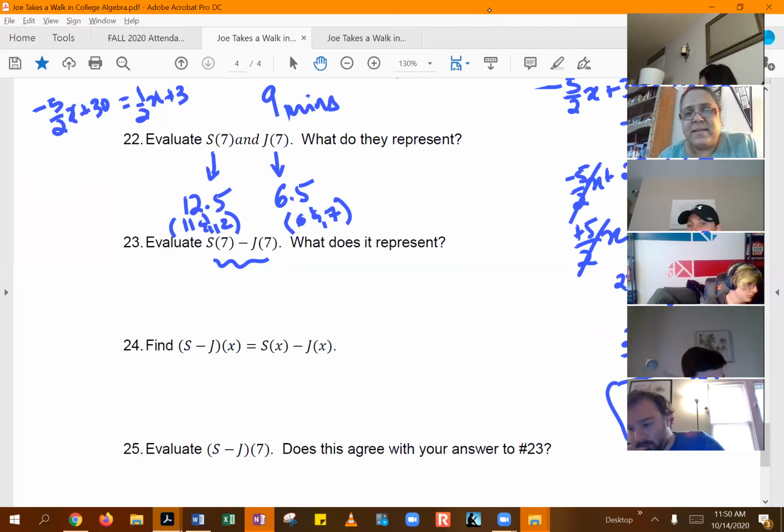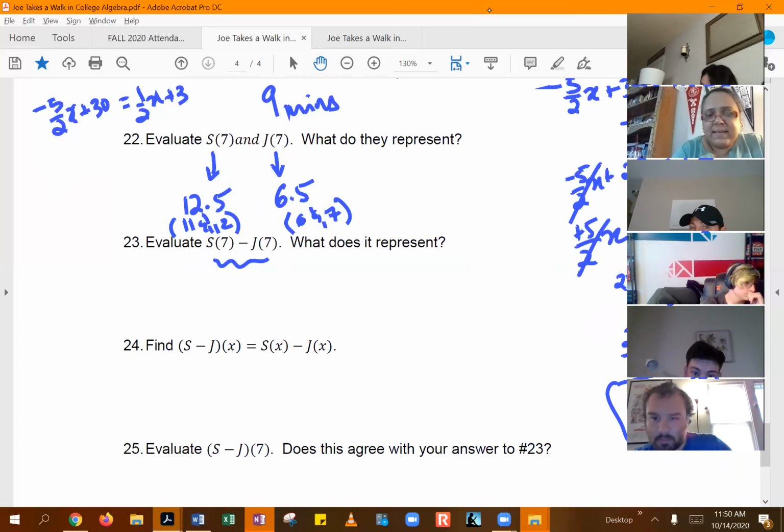So what did you get as the answer for S of 7 minus J of 7? You'd get 6, and it'd represent the distance between them. Very nice. Yeah. So that actually gives you how far apart they are at minute 7, basically.